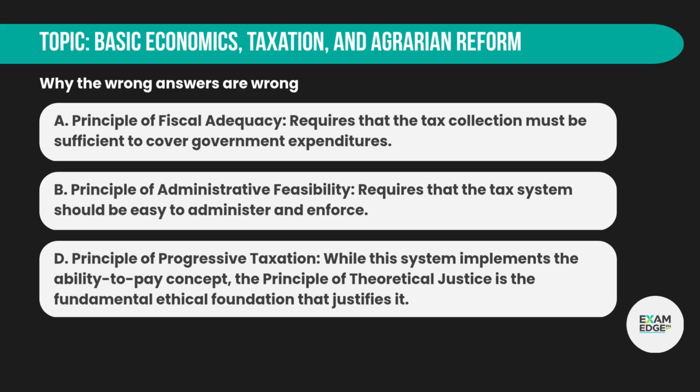Why the wrong answers are wrong? A. Principle of fiscal adequacy requires that the tax collection must be sufficient to cover government expenditures. B. Principle of administrative feasibility requires that the tax system should be easy to administer and enforce. D. Principle of progressive taxation. While this system implements the ability to pay concept, the principle of theoretical justice is the fundamental ethical foundation that justifies it.